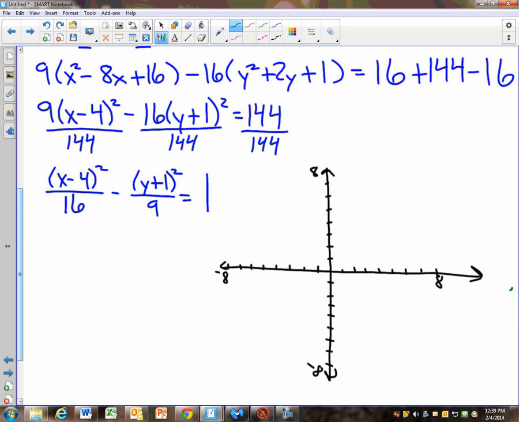Okay, what's the center? 4, -1. Now I make my box. How many units do I go left and right? 4. How many units up and down? Yep, 3. And make my box.